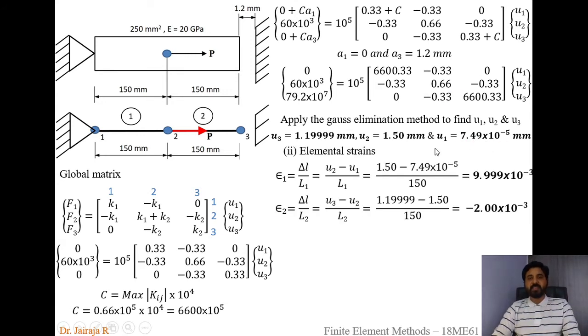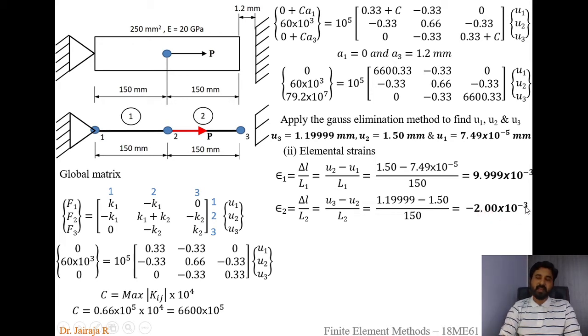Next, the elemental strains can be obtained from the nodal displacements. Epsilon 1 is equal to U2 minus U1 divided by L1. Substitute the U2, U1 and L1 values. So epsilon 1 is equal to 9.999 into 10 raised to minus 3. Similarly, epsilon 2 is U3 minus U2 divided by L2. Substitute the U3, U2 and L2 values. Epsilon 2 is minus 2 into 10 raised to minus 3.